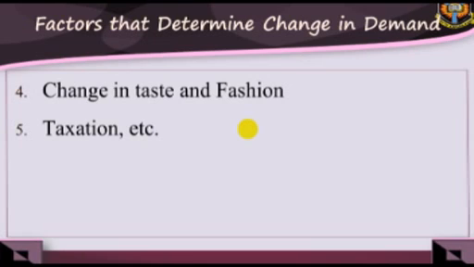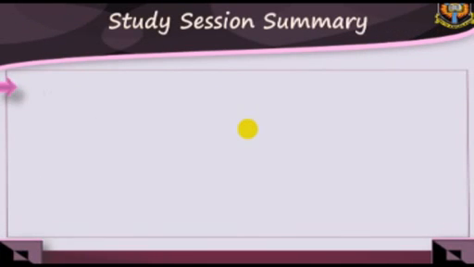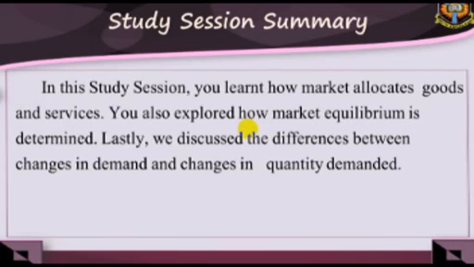Summary. In this study session, you have learned how the market allocates goods and services. You also explored how market equilibrium is determined. Lastly, we discussed the differences between changes in demand and changes in quantity demanded.